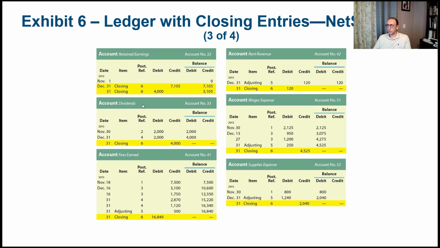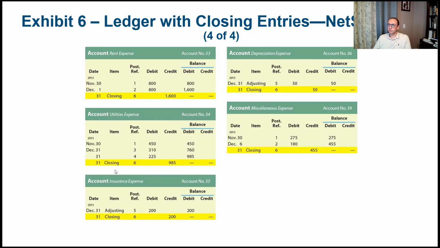The only account that was updated because of the closing entries from the permanent accounts is the retained earnings account. And you can see here the new balance is 3,105. Now we have the temporary accounts, where we have the dividends. Its balance is now zero, it's closed. Fees earned, which is a revenue, is closed. Rent revenue is closed, with a zero balance. Same thing for all the expenses: wage expense, supplies expense, rent, utilities, insurance, depreciation, and miscellaneous all have zero balances.